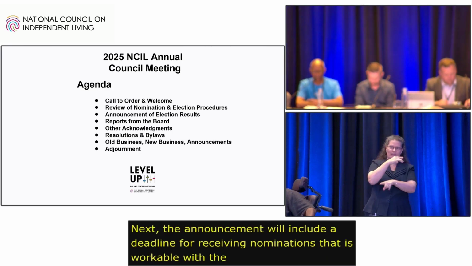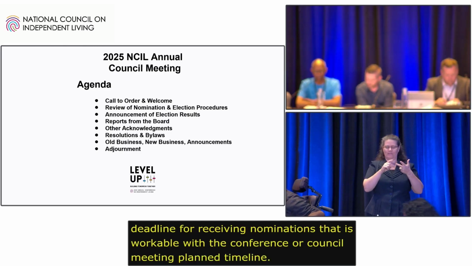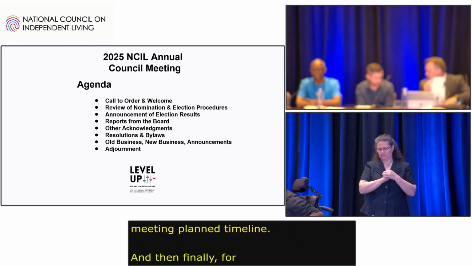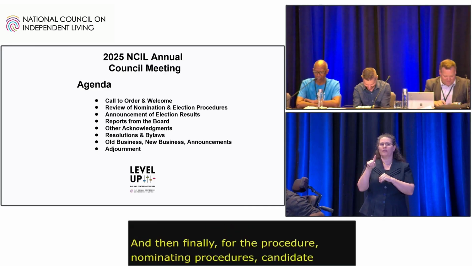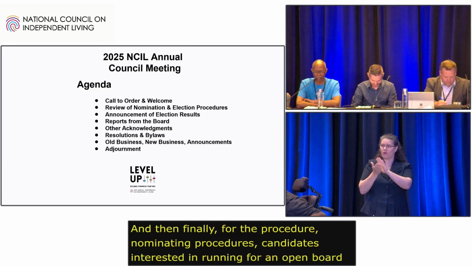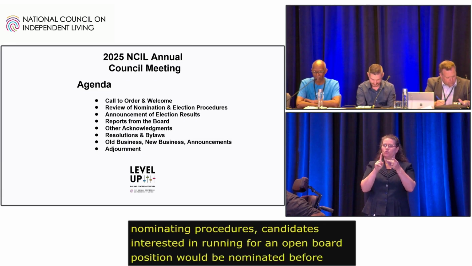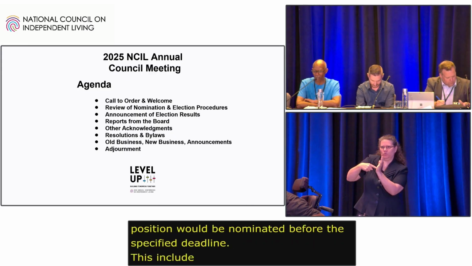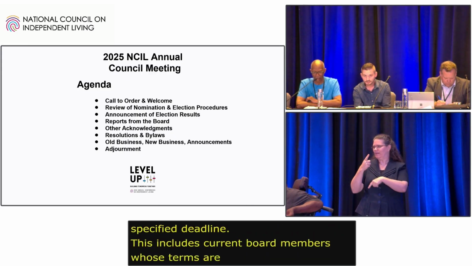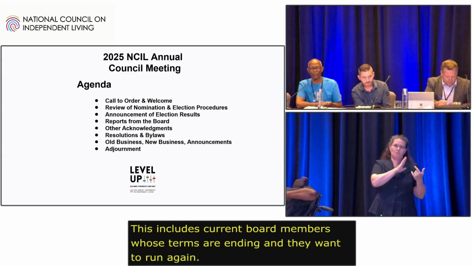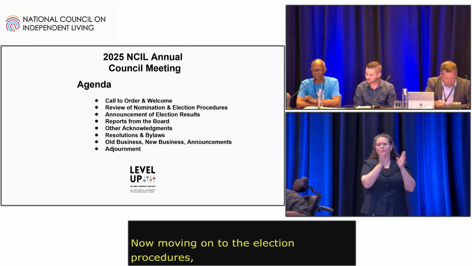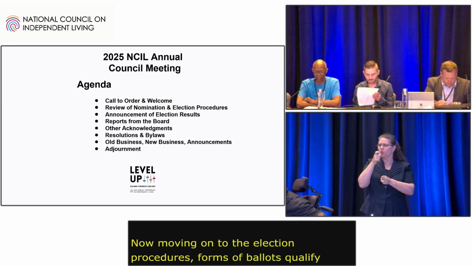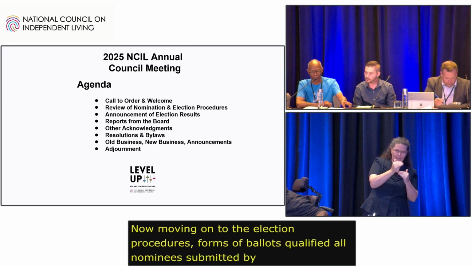Next, the announcement will include a deadline for receiving nominations that is workable with the conference or council meeting plan timeline. And then finally, for the nominating procedures, candidates interested in running for an open board position will be nominated before the specified deadline. This includes current board members whose terms are ending and they want to run again. Now moving on to the election procedures. Forms of ballots. Staff will list all qualified nominees that are submitted by the public timelines and as reported out of the OE committee.